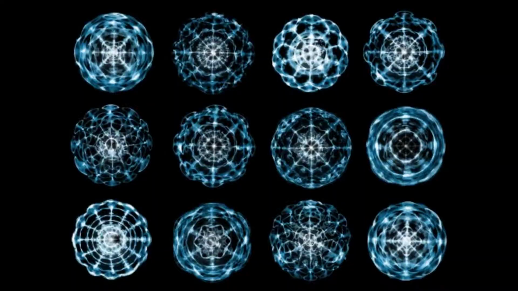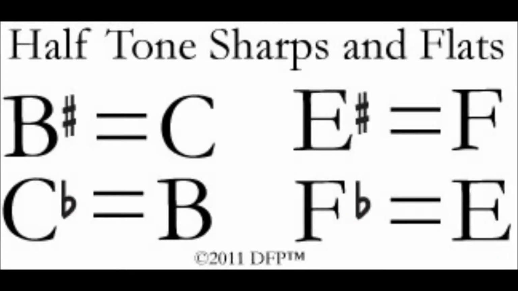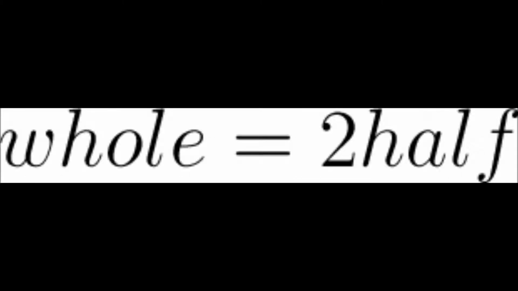I remember learning that notes were represented both by the letters A through G and their position on the staff, that sharps or flats are used to increment or decrement the pitch, respectively, of any note they were attached to by a half step, that a whole step was 2 half steps.